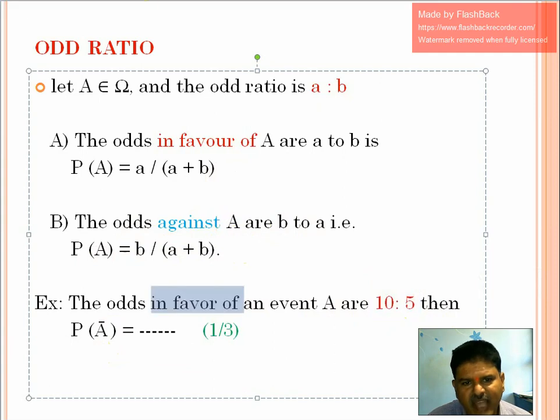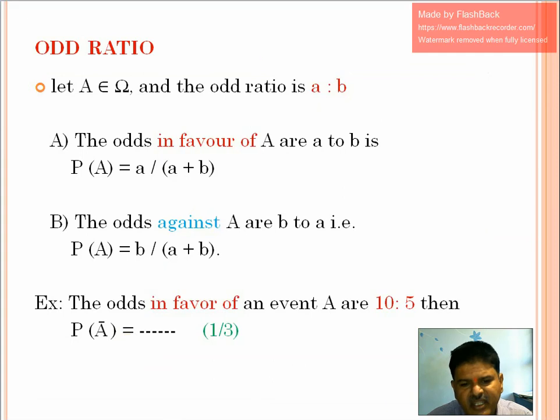But it is in favor of A, and we need to calculate the value of A complement. A complement means finding against A. Therefore P of A complement means 5 divided by 10 plus 5. Take this 5 in the numerator first and add this 10 and 5. So the probability in this case becomes 5 divided by 10 plus 5. 10 plus 5 is 15. 5 divided by 15 is 1 by 3. So in this way we can calculate the odds ratio, whether it may be in favor of A or A complement.